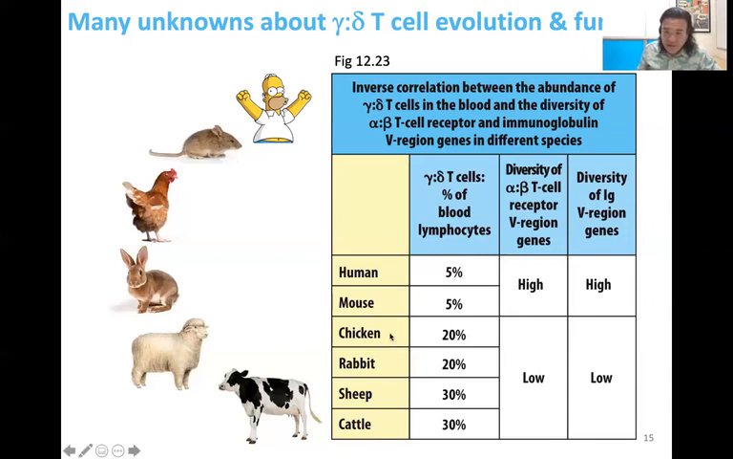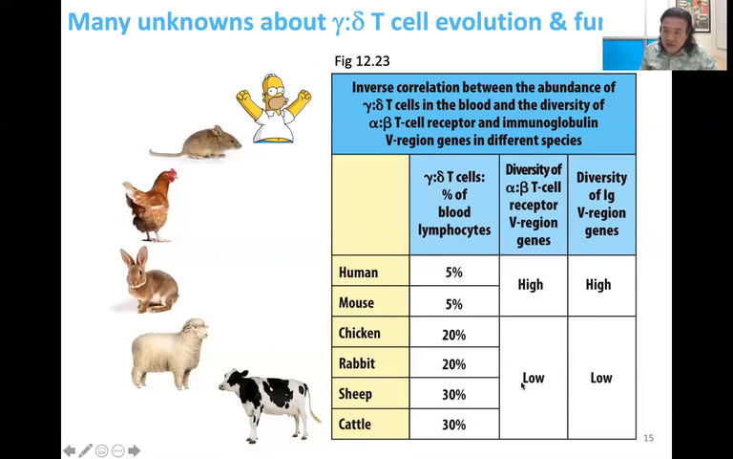But that's not the same for other animals. Look at chickens, rabbits, sheep, and cattle. It's kind of surprising, because you might say a chicken is pretty far from a human, whatever. But once you get up to other mammals like rabbits, sheep, and cattle, you kind of expect that our adaptive immune systems work more or less the same way. But clearly they don't. Because look, in these animals, up to 30% of the circulating T cells, lymphocytes in the body of, let's say, a cow or a sheep, are actually these gamma delta T cells. So very clearly, other animals depend more heavily on these gamma delta T cells than we do.